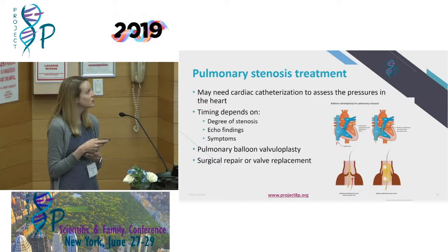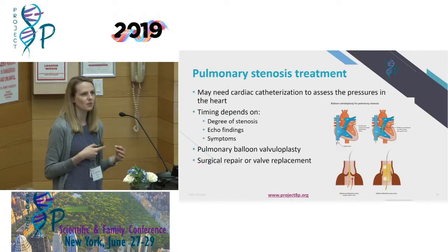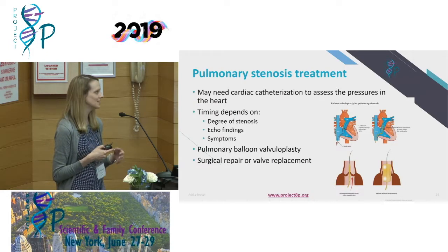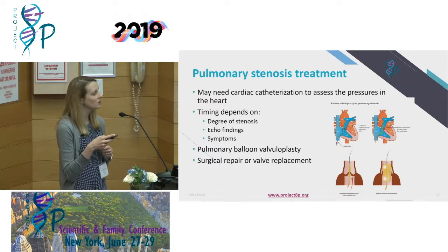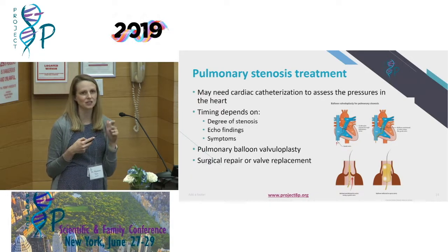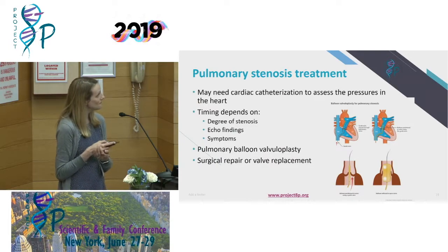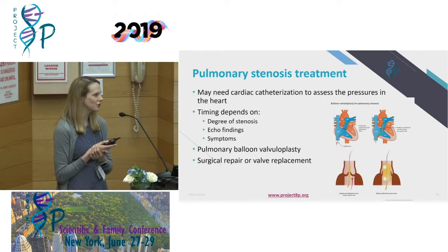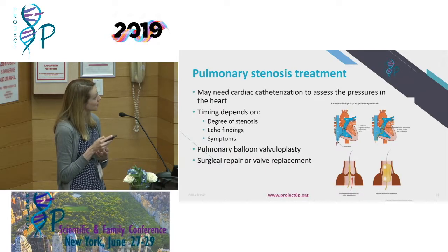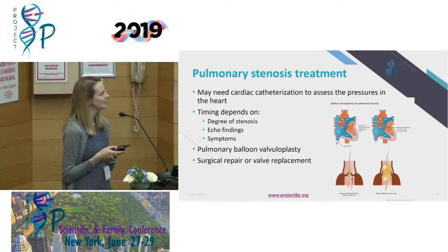So treatment of pulmonary stenosis, some patients may need a cardiac catheterization. Similar to what I was talking about with the atrial septal defect devices, we can do a catheterization where we put a tube up into the different chambers of the heart and we can actually directly measure the pressures, and that gives us more information about how severe the blockage to flow is. And sometimes we need that just for diagnosis, but we can also use a cardiac catheterization to treat pulmonary stenosis in some cases. And the timing depends on the degree of stenosis, findings on echocardiogram, and whether the patient has any symptoms.